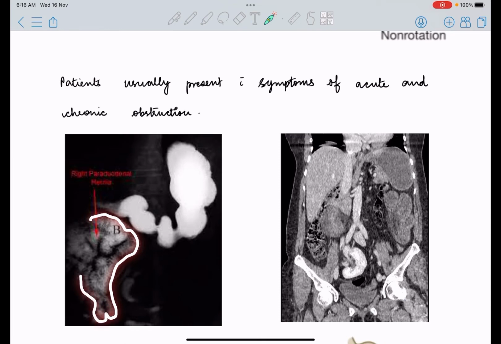If you take the barium meal, the bowel loops seem to be clustered together in the right paraduodenal space. This is suggestive of right paraduodenal hernia. And if we look at the CT scan, we can see that there is paucity of bowel loops in this particular area. There's not a lot of bowel loops, and these bowel loops appear as if they have herniated and have formed a sac in the right paraduodenal space. So this is how the right paraduodenal hernia appears in imaging.